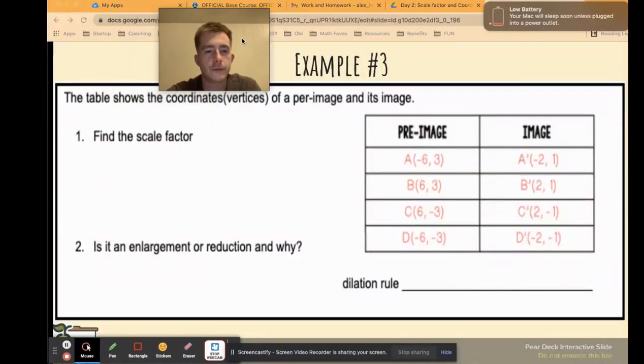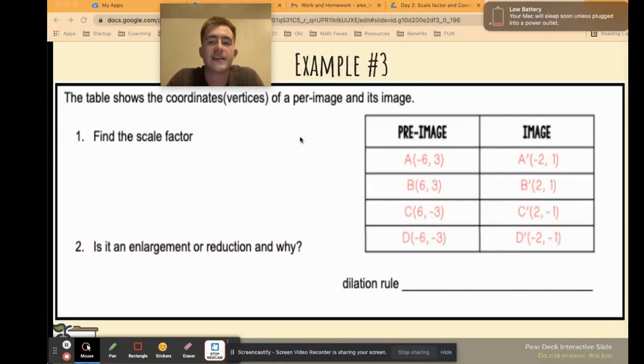All right. This will be the last example that I do with you. Example number 3. The table shows the coordinates of a pre-image and its image. So essentially, they're giving us all the answers. We're trying to figure out, hold on, what did they do to get to these new numbers? We're trying to find the scale factor, as number 1 states for us, okay?